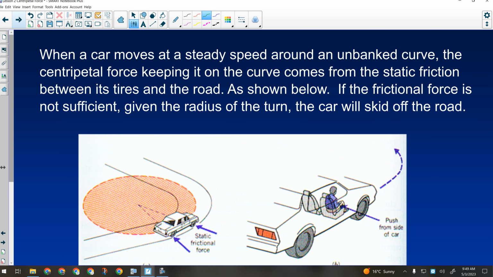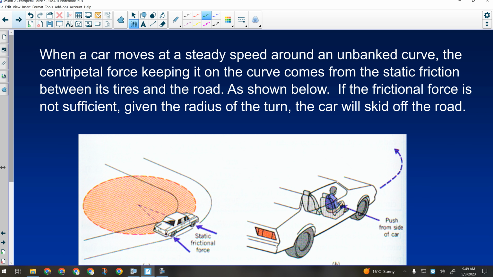So this is what we were talking about when we're talking about curves. These are what we call unbanked curves, so they're level. On a level curve, what keeps you in the corner? Friction. Friction acts as your centripetal force when you go around an unbanked corner. Friction between your tires and the road is what keeps you from going off in a straight line. If it's icy, it's easy to go off in a straight line because that friction is not sufficient to keep you in that corner.